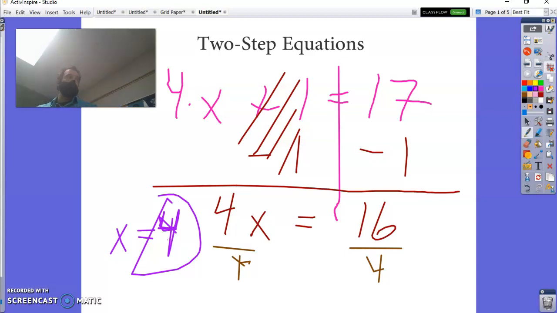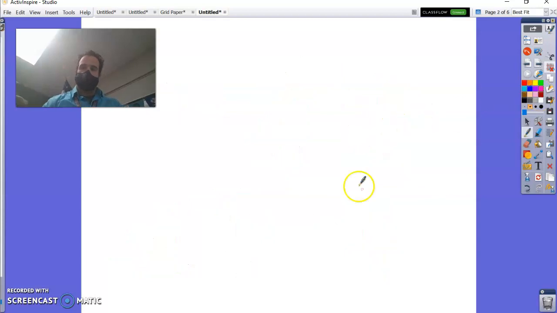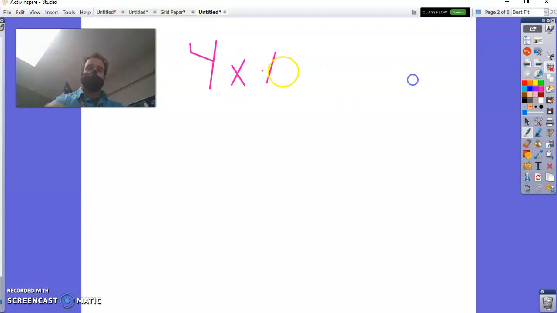Now, a really smart idea would be to check your work. The way you do that, please jot this down. Please show. I'll just get a different screen. So you take the original problem, 4x plus 1. Do not use the equal sign. Do not use the 17. Just take that left side. Then you're going to take your answer, which we believe is 4. We're going to show it right under the x.